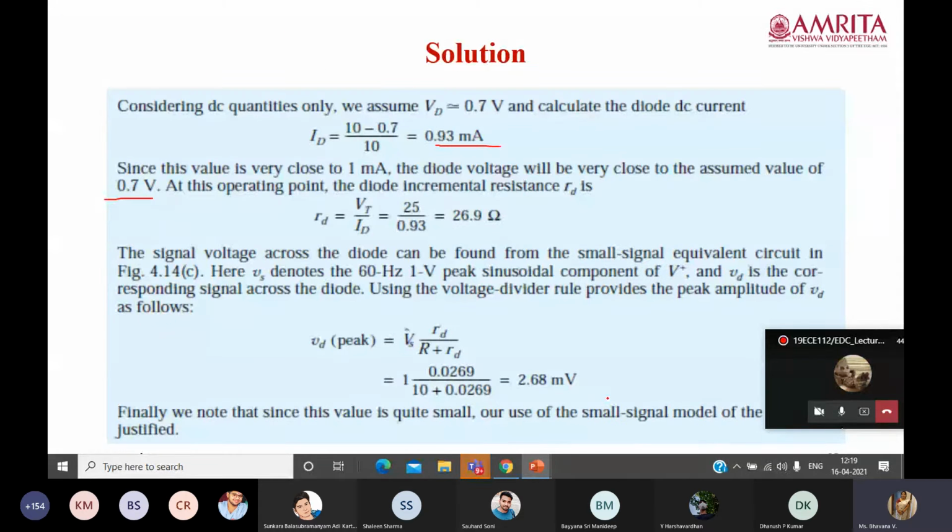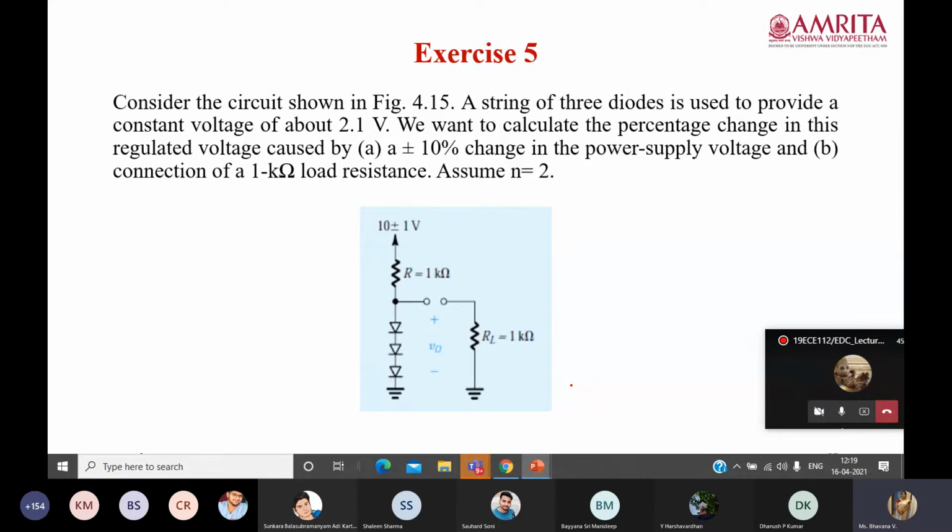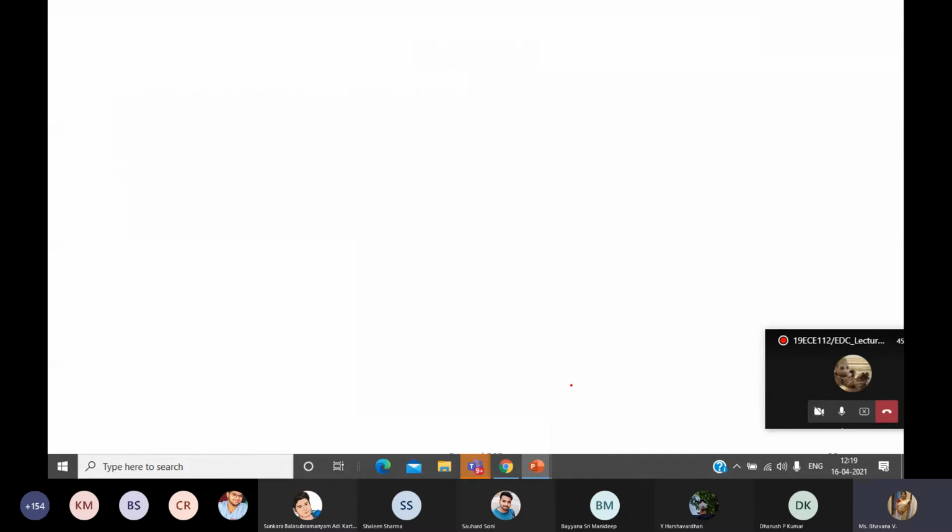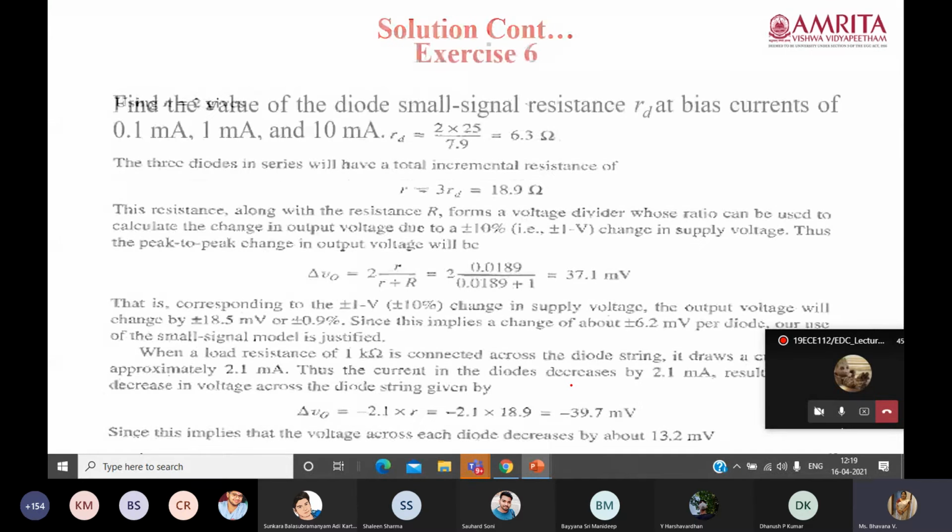This is the solution. So from this, what you understood? Since our input is, see here, we are getting a small output, millivolt range only. So there is less chance of distortion in the output. Take down the next question, one simple question will do. After that, we'll come to this one.